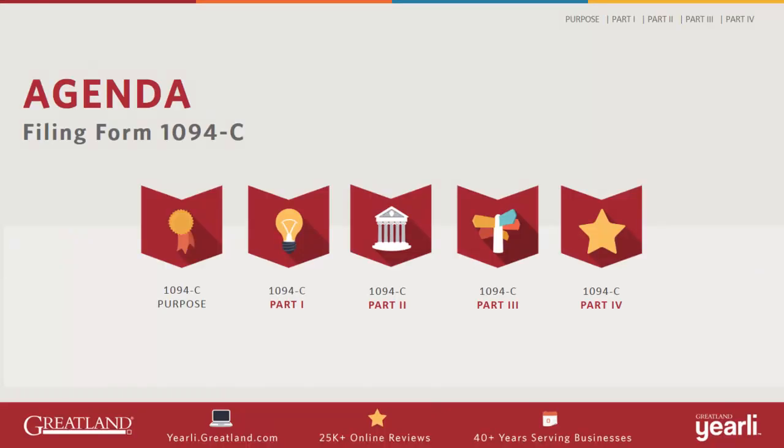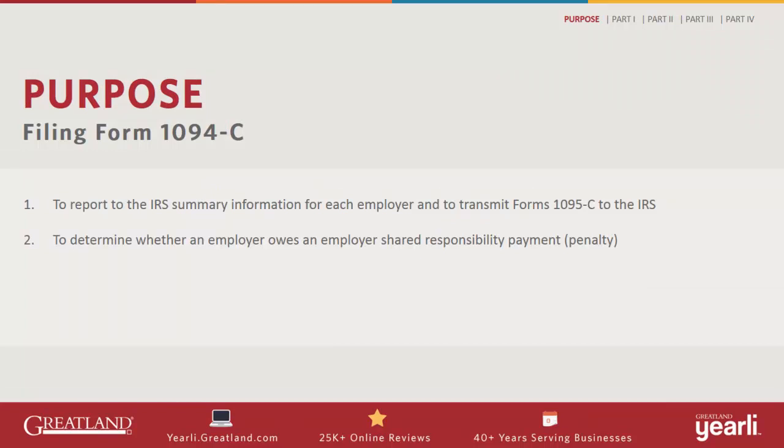I will cover the purpose of Form 1094-C and walk through each of the four parts of Form 1094-C in this video. The purpose of Form 1094-C is to report to the IRS summary information for each employer and to transmit Forms 1095-C to IRS. Also, the purpose of Form 1094-C is to determine whether an employer owes an employer shared responsibility payment.